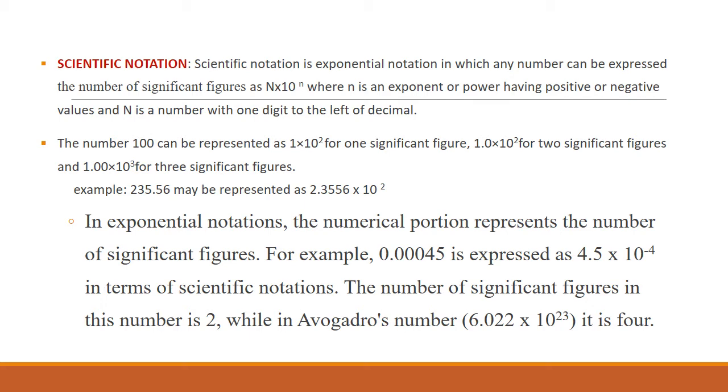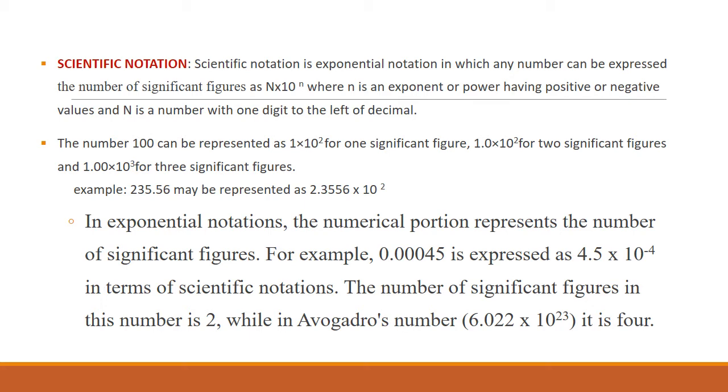It has two significant figures. 1.00 into 10 to the power 2 has three significant figures. So we see that all these represent 100, but in different ways. So different significant figures can be expressed for the same number when it is not an exact number.